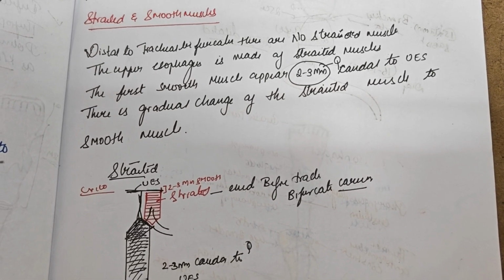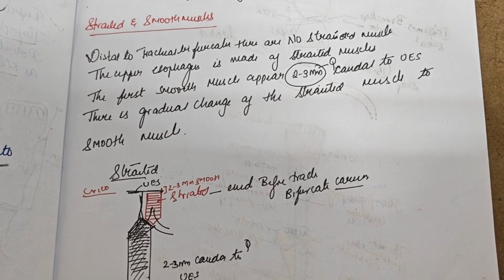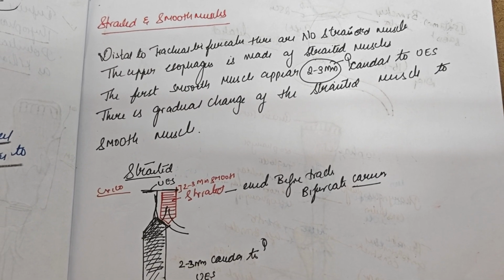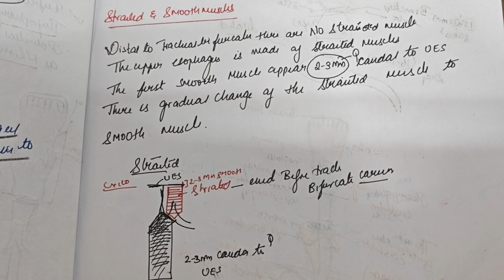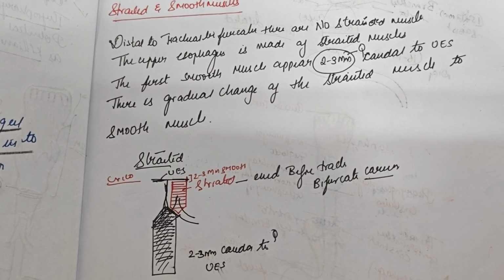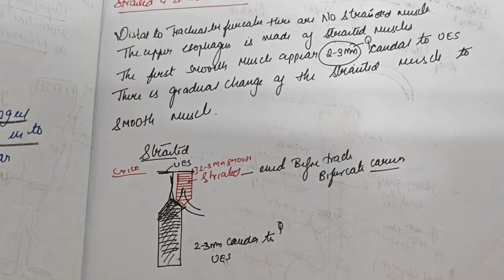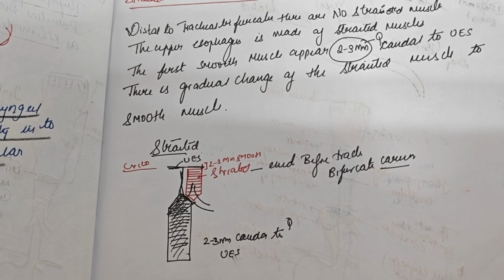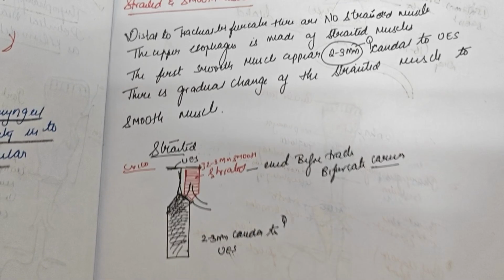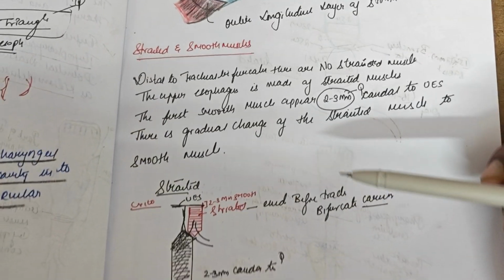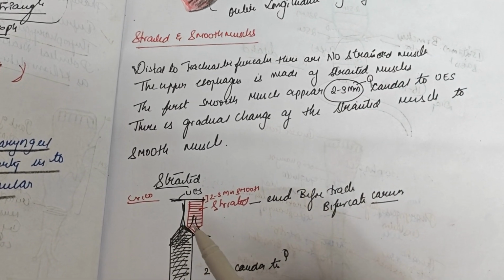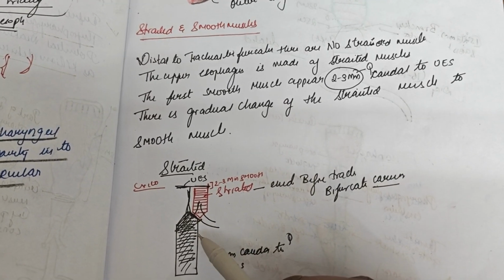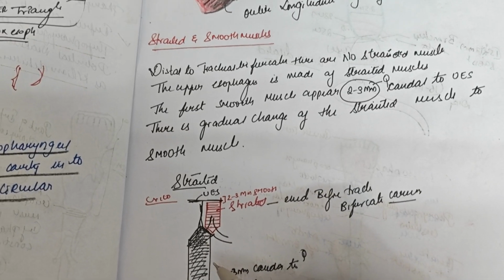Now, it's written that distal to the tracheal bifurcation, there is no striated muscle. The upper esophagus is made of striated muscles. The first smooth muscle appears 2 to 3 mm caudal to the upper esophageal sphincter. There is a gradual change of the striated muscle to smooth. If you look at the first point written here, distal to the tracheal bifurcation, there is no striated muscle.